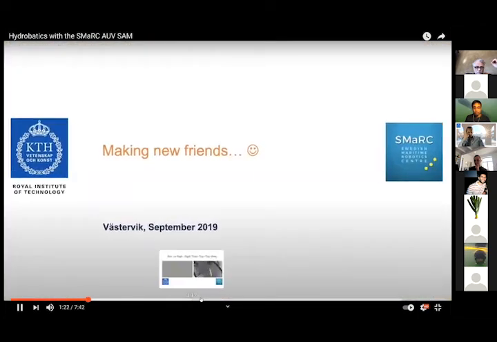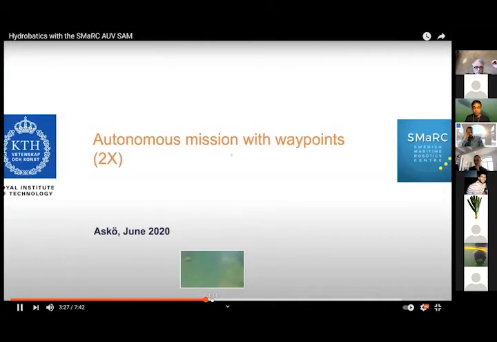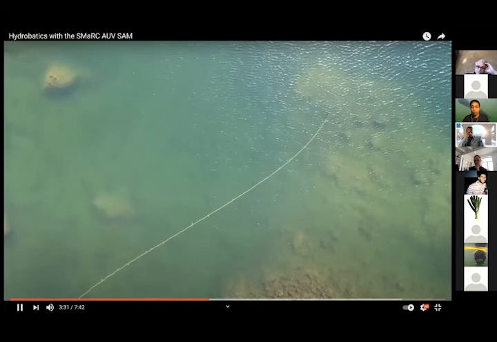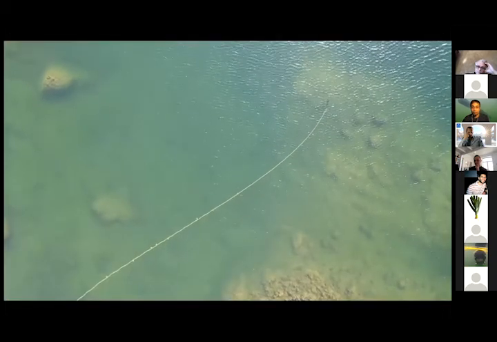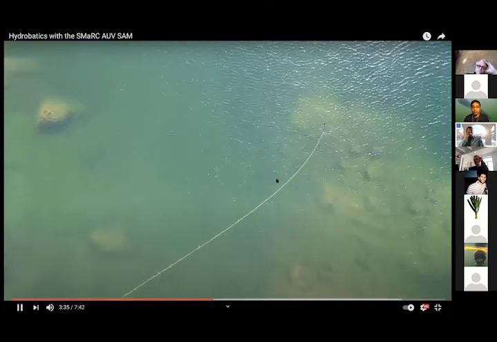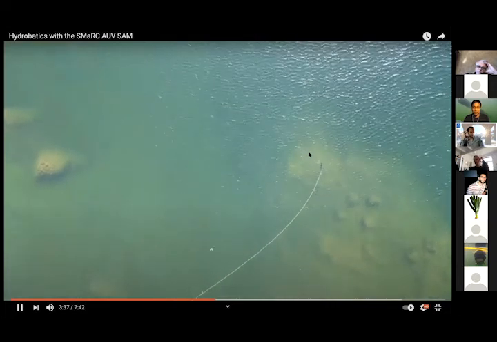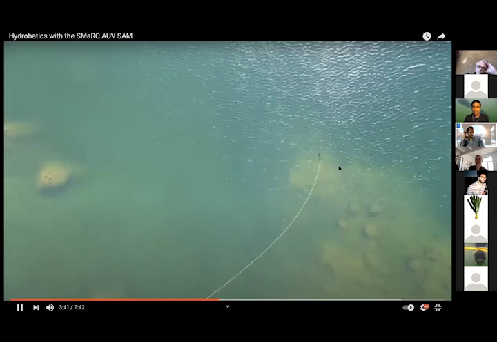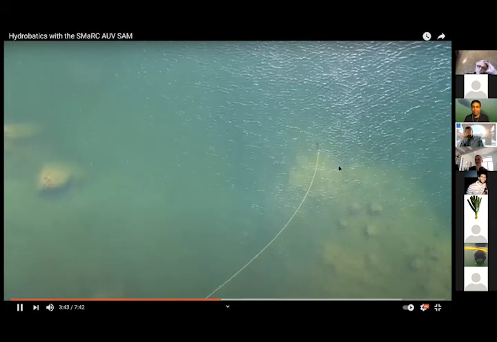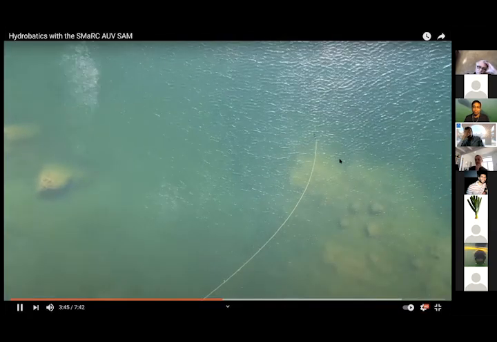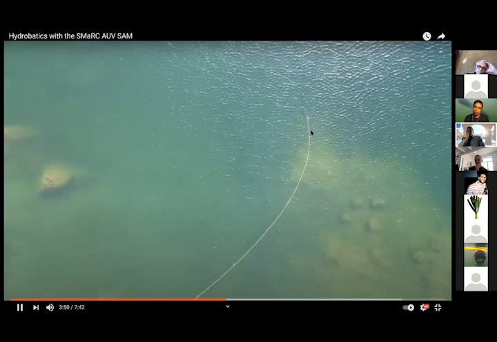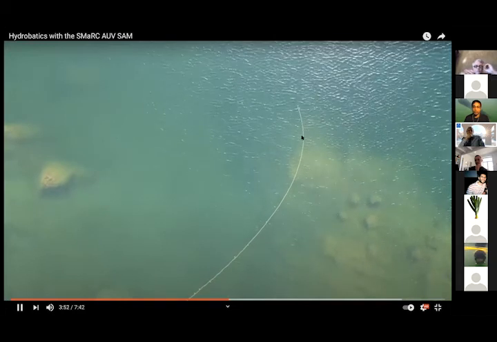And if I tell you about our mission at ASCO, here it's following that spiral search pattern. Here you can see that Sam is trying its best to turn and go in a spiral. So all the controllers are working in tandem. It's getting feedback from the DVL and GPS, and the behavior tree is running, checking for emergencies. And if something happens, it aborts or performs emergency actions.